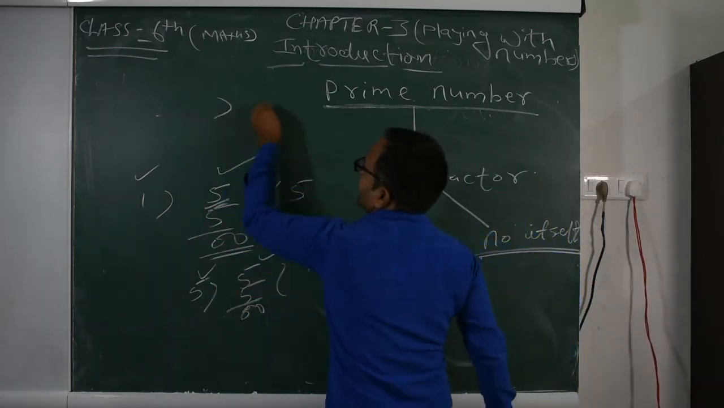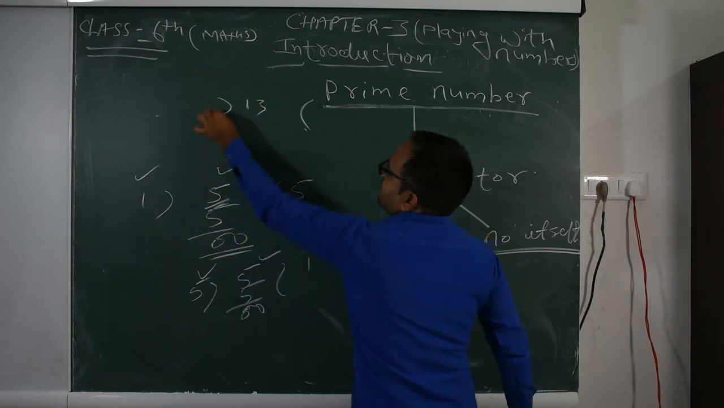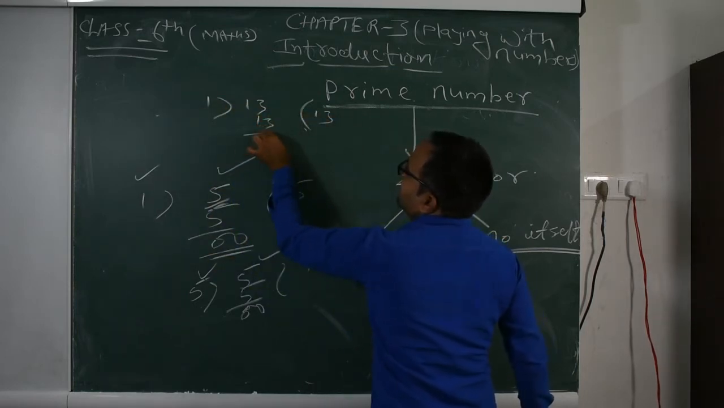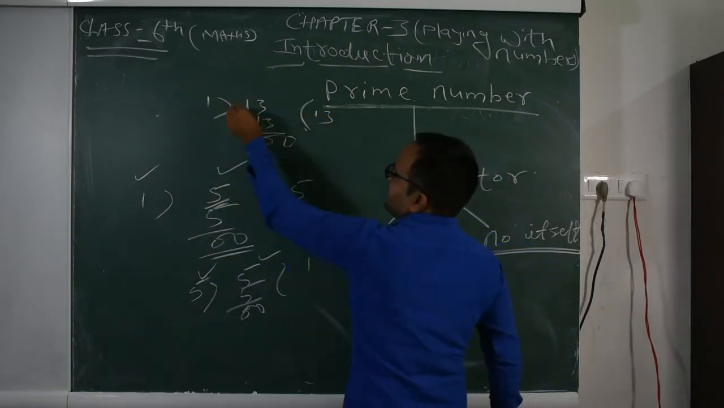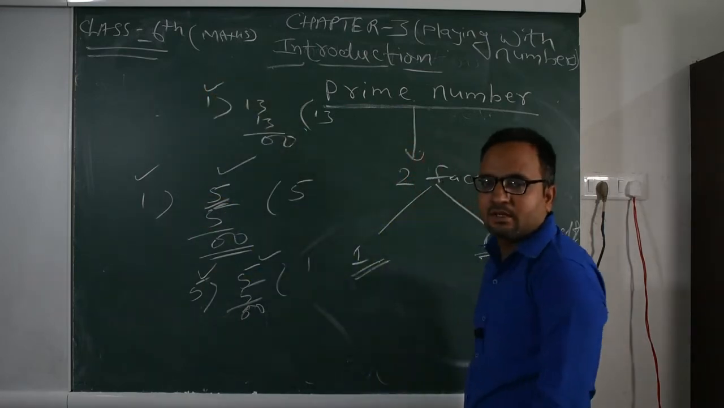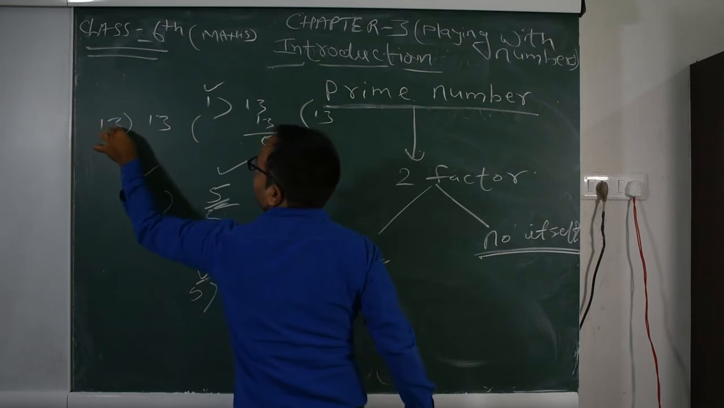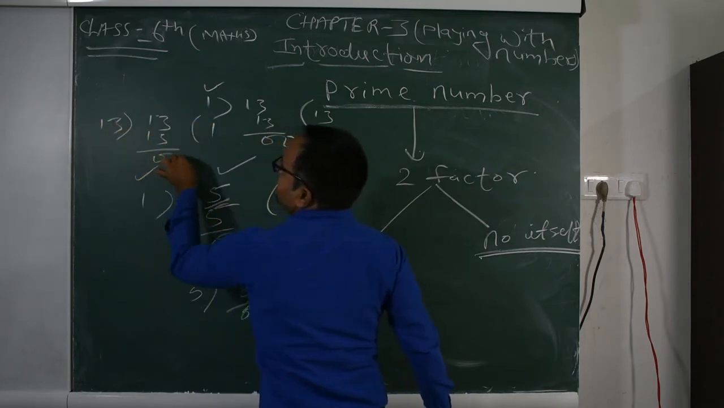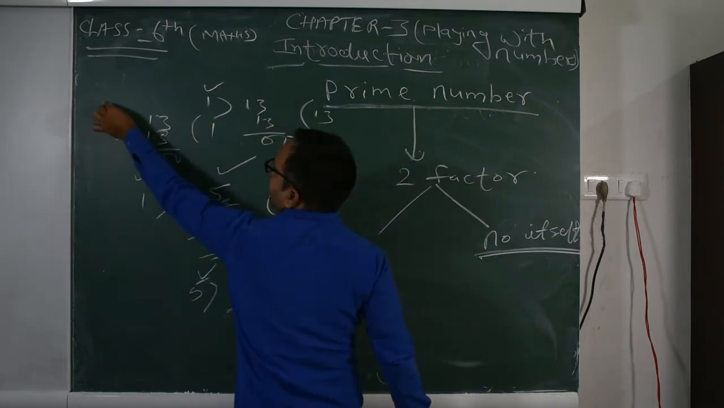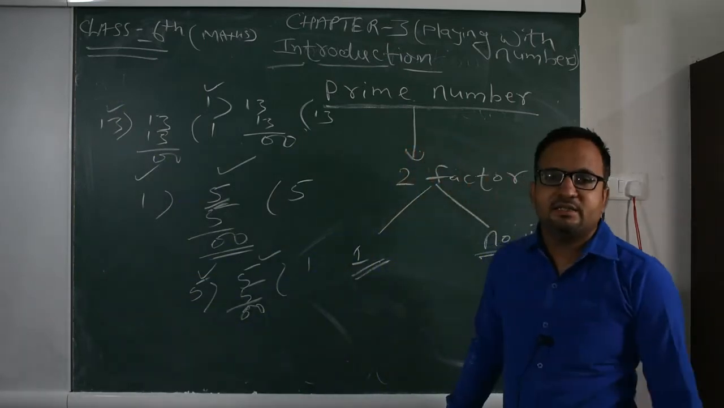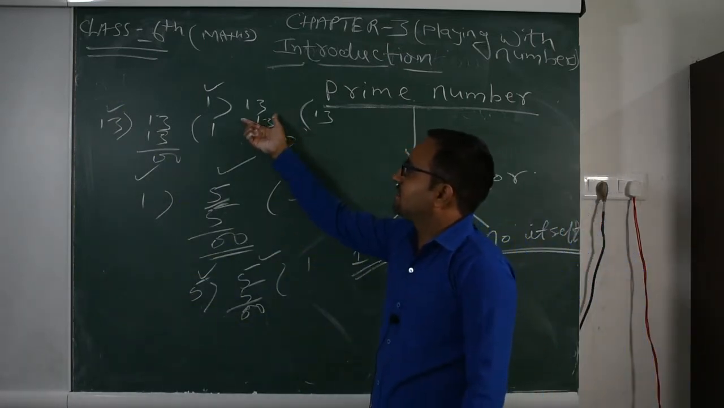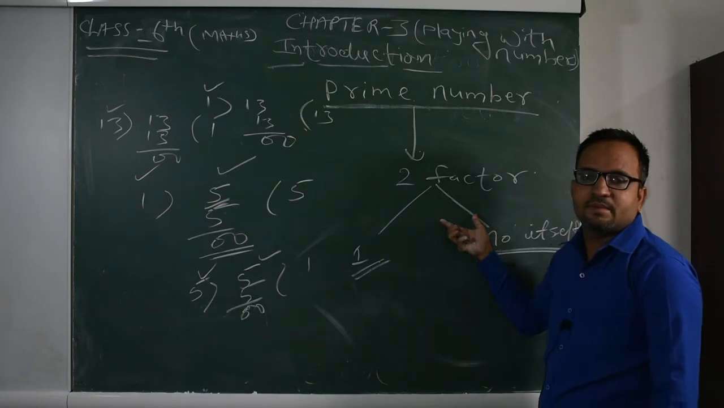For this we take another example, 13. 13 ones are 13. So in this case 1 is a factor of 13, and the number itself, 13 ones are 13. So 13 is also a factor of this number. So we call 13 a prime number. Okay.